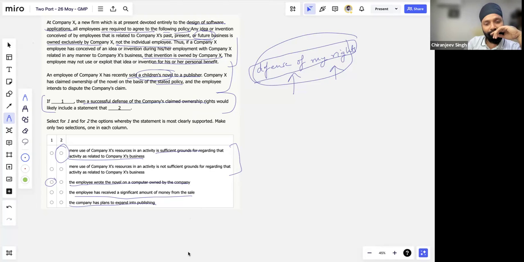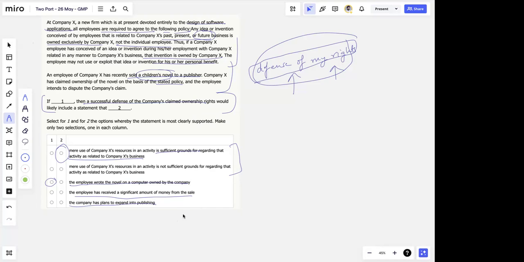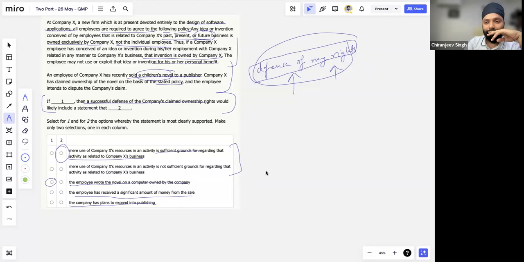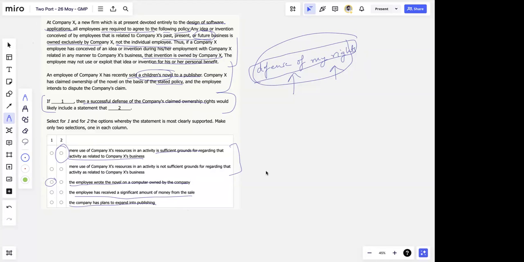Any questions, doubts in this? Sir, I got the resources part, but my error was in my understanding of the word defense, right? But I realized that I never really analyzed or put importance on the past, present, future part. So I totally rejected the option of the company having plans of expanding into publishing. Okay. That was another error that I noticed. Yes.